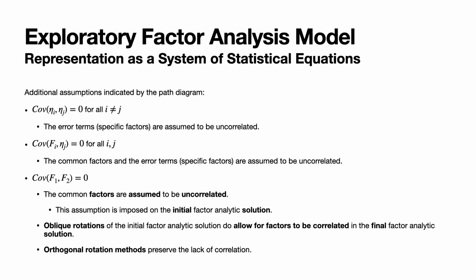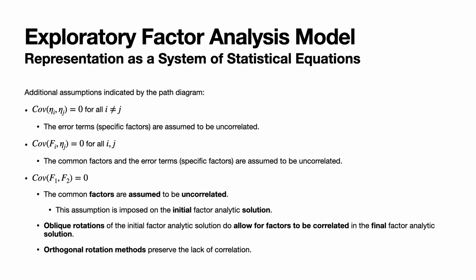Here are some additional assumptions that are indicated by the path diagram. The first is that the error terms, the eta values, are assumed to be uncorrelated, and the model is going to impose that assumption when it fits the model. In addition, the covariance between f sub i and eta sub j is 0 for all i, j. In other words, the common factors and the random error terms, that is the specific factors, are again assumed to be uncorrelated, and that assumption is imposed in the model fitting process.